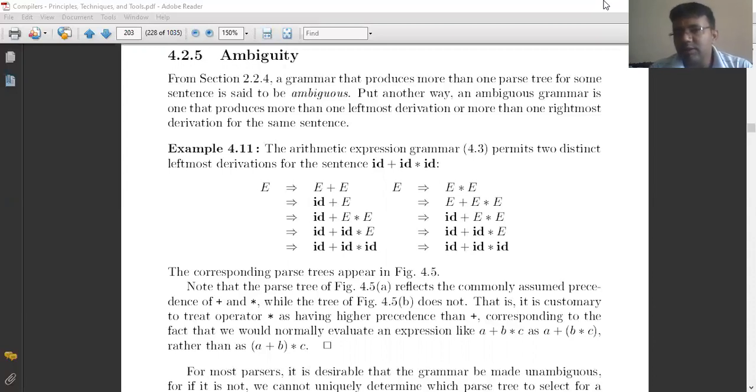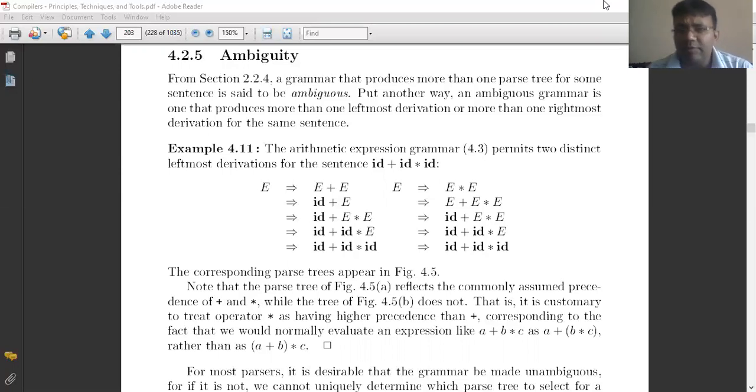And here we have a very important concept, the ambiguity of a grammar. A grammar that produces more than one parse tree for some sentence is said to be ambiguous, and we have to remove that and make sure there is a single parse tree. So make the grammar unambiguous by following certain steps. Put another way, an ambiguous grammar is one that produces more than one leftmost derivation or more than one rightmost derivation for the same sentence.